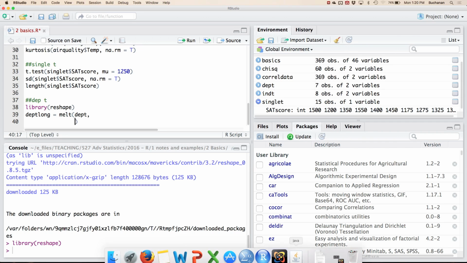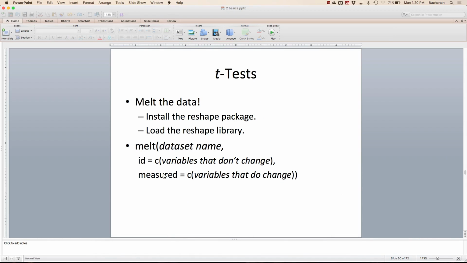Okay. The second piece is ID. ID is variables that don't change. At the moment, I don't have any columns that won't change. I'm going to use both of them. But let's say you have 10 columns and you're only wanting to change 2 of them, you'd put the other 8 here. But we're going to leave that blank at the moment.